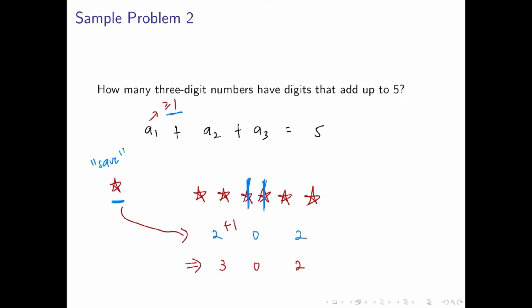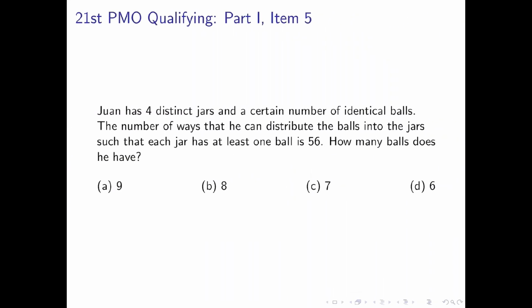So, from sample problems 1 and 2, those are the basic stuff. Now, let's go answer a question from the 21st PMO. So, now that we know na, okay, ang concept pala is just distributing objects into jars. So, in this case, balls into jars. The only difference is that certain number of identical balls, we don't know. Let's just say it's n. But we do know the number of distinct jars. So, meron tayong 4 na jars.